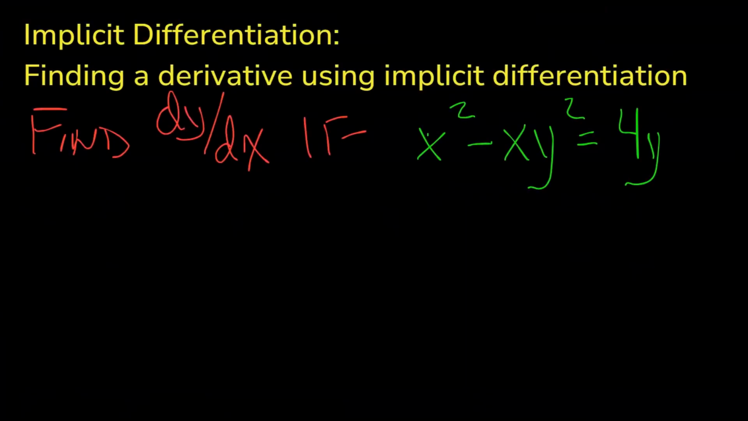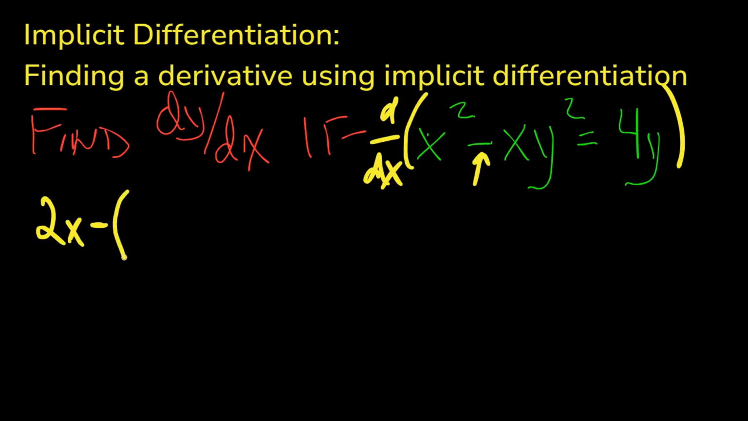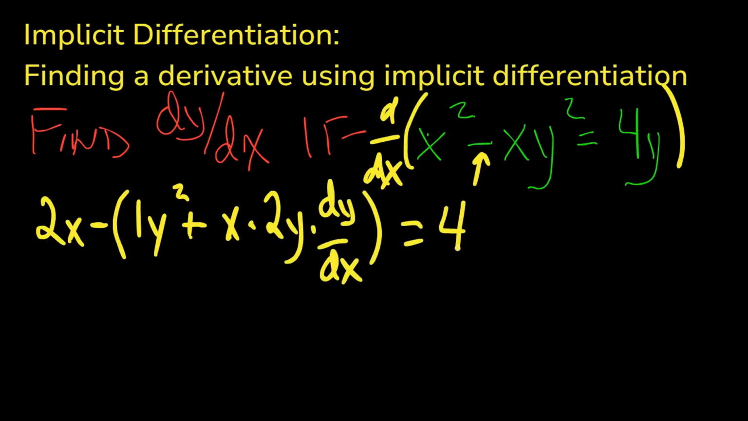Now in this case, we want to differentiate the entire expression. So the derivative of x squared is just 2x, minus xy squared. So we would take the derivative using the product rule, but since there's this subtraction here, what I like to do is put the product rule in parentheses, so I remember to subtract everything. So derivative of the first times the second plus the first times the derivative of the second. Y squared would be 2y times dy dx, and that's going to equal 4 times dy dx.